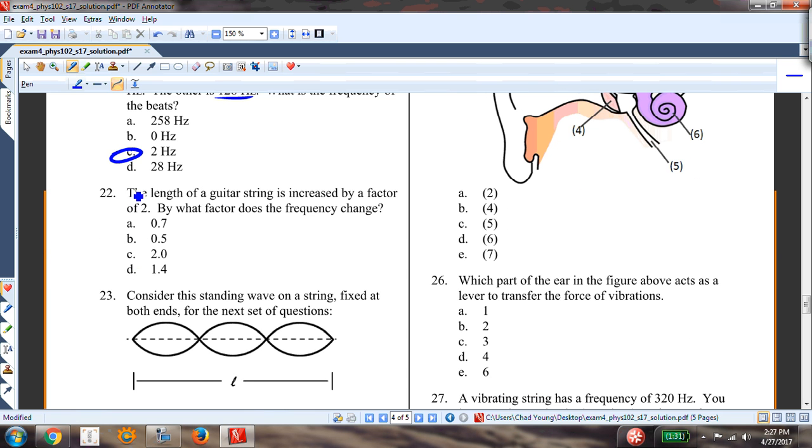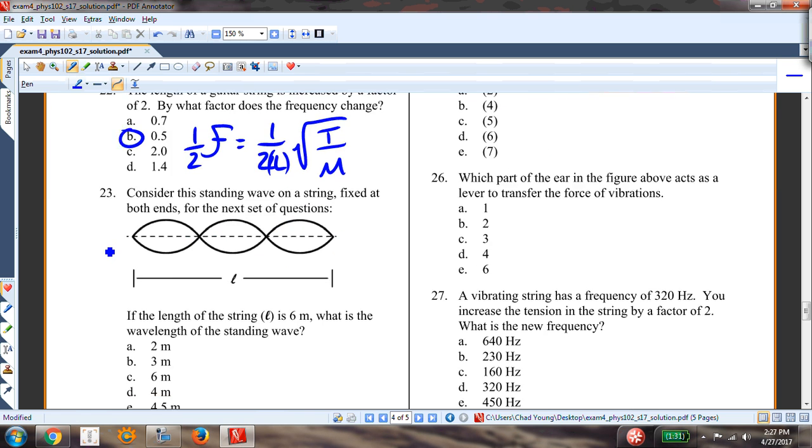The length of a guitar string is increased by a factor of 2. By what factor does its frequency change? Well, the frequency is dependent on 1 over 2L square root of T over mu. And so if I increase the length by a factor of 2, that means the frequency has to decrease by a factor of 2. So it's going to be B is 22.